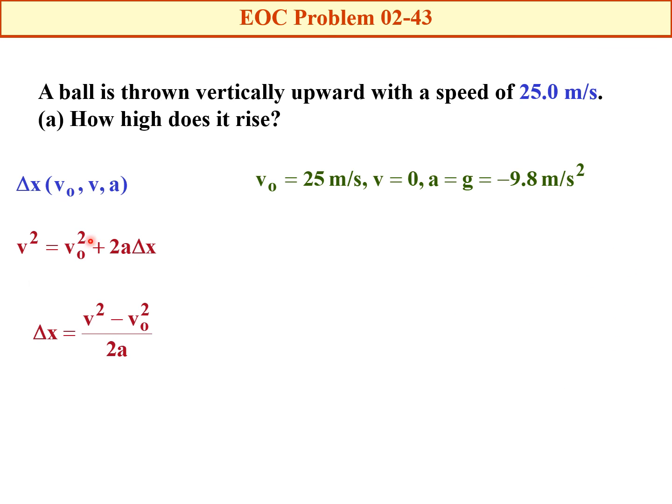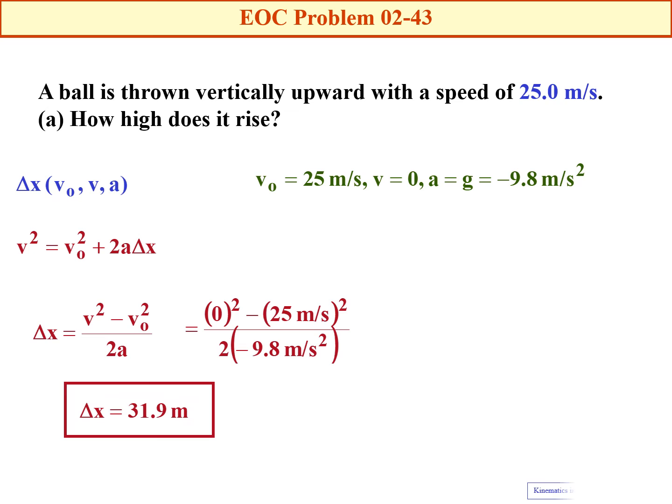Solve for your displacement, so we take the initial velocity squared to the other side, and then divide by 2 times acceleration. Plug in your numbers, and you get the displacement is going to be equal to 31.9 meters. So it rises up 31.9 meters above where we started.